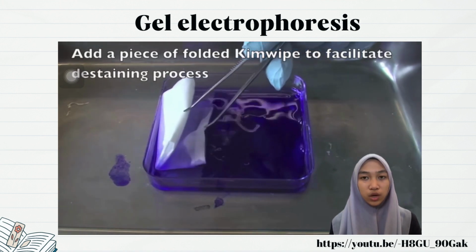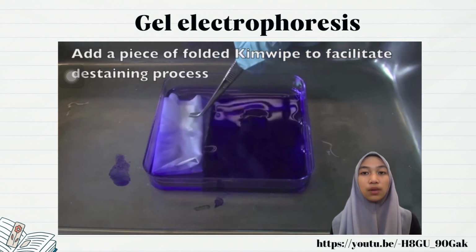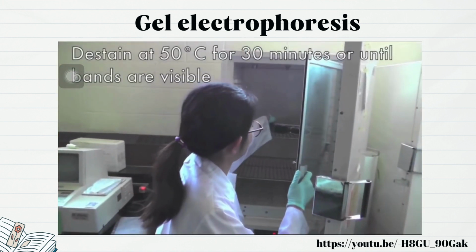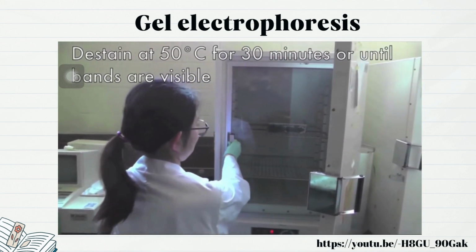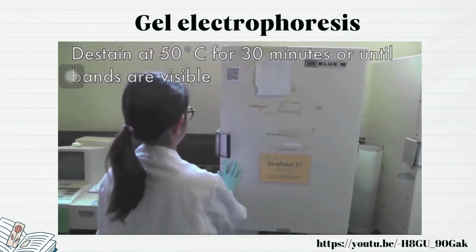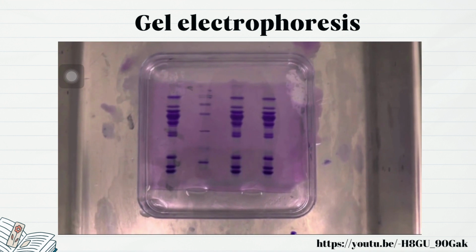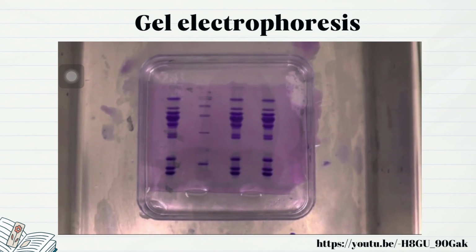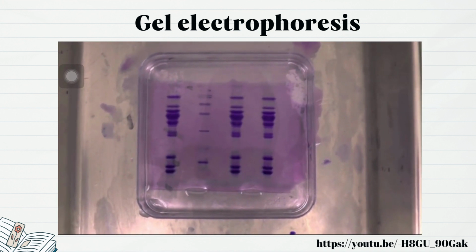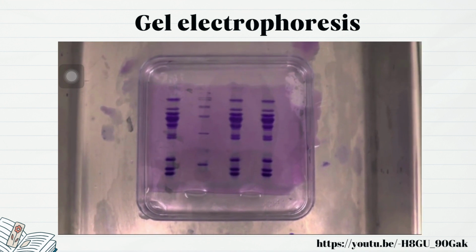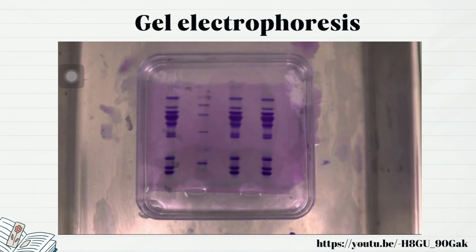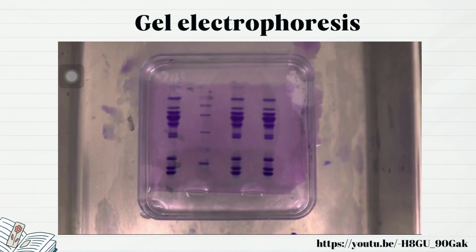Add a piece of clean wipe or absorbent paper towel to help absorb the dye. You may also want to change the destaining solution every 15 minutes until the background of the gel is transparent. When the destaining is complete, store the gel in DD water until you can scan and analyze it with the densitometer.